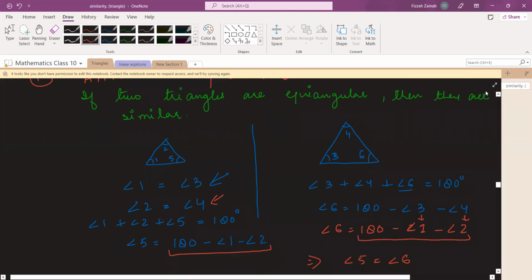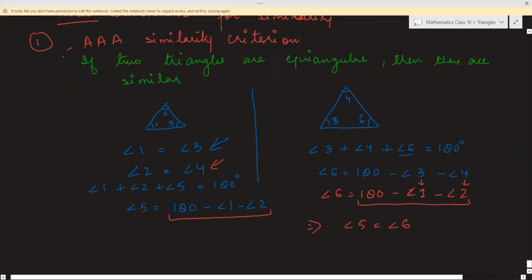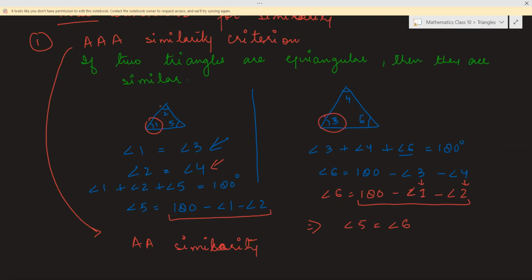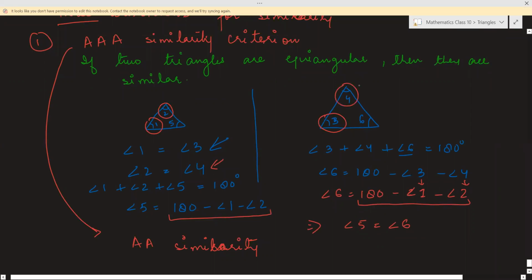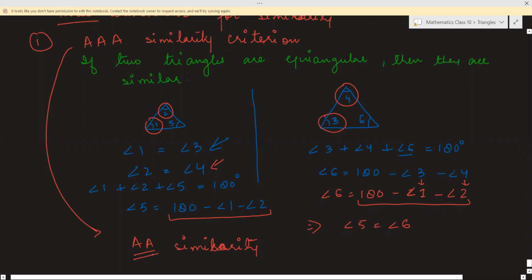So basically, this result which I have written here, AAA similarity, can also be reduced to AA similarity only. That means if in two triangles only two angles are equal, that is angle 1 is equal to angle 3, and angle 2 is equal to angle 4, we don't have to show that angle 5 is equal to angle 6. We already know that it is equal. So we only consider two angles to show that the triangles are similar. Is the point clear, everyone?